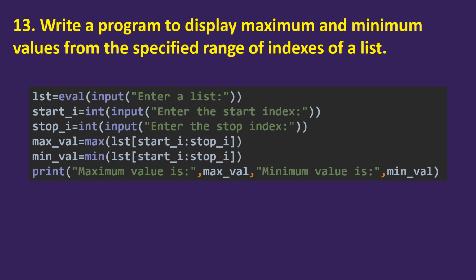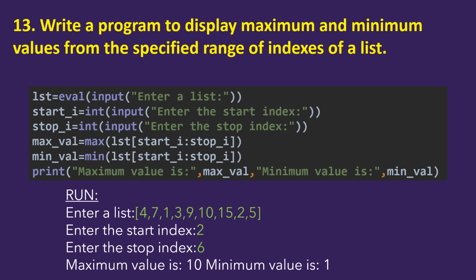These two values will also be taken from the user and stored in variables start_i and stop_i. Then max value will be the max of lst of start index to stop index. Whatever range you have given, you have to use the max function over there. Then min value will be the min of lst of start index to stop index. You have to use the min function to find the minimum value from that range.